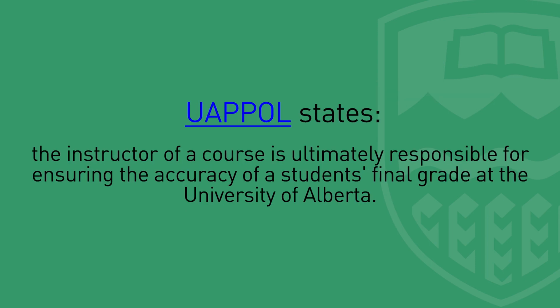According to the UAPPOL, the instructor of the course is ultimately responsible for ensuring the accuracy of a student's final grade at the University of Alberta. That means that, should a student appeal their final course grade, the instructor will ultimately be responsible to define how that grade was assigned. There are many different ways to assess students in their group work, but the way you choose to assess your students must be rooted in the intended learning outcome of the group work assignment.